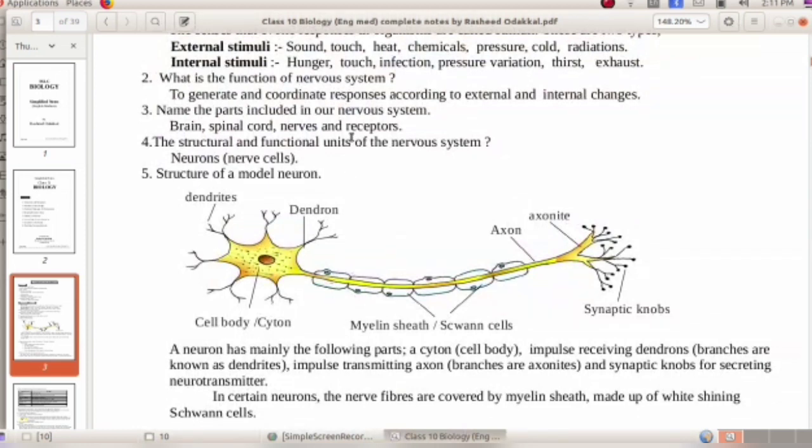The parts included in our nervous system are brain, spinal cord, nerves and receptors. The structural and functional unit of the nervous system is the neuron or nerve cell. Let us go through the important parts of the neuron or nerve cell.